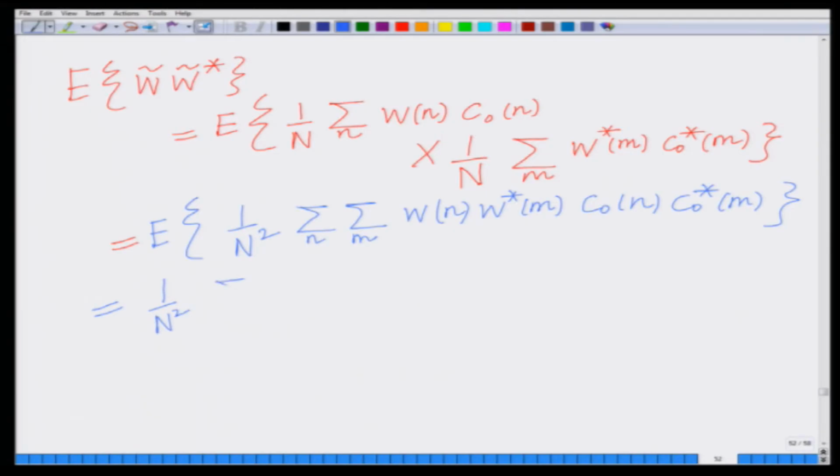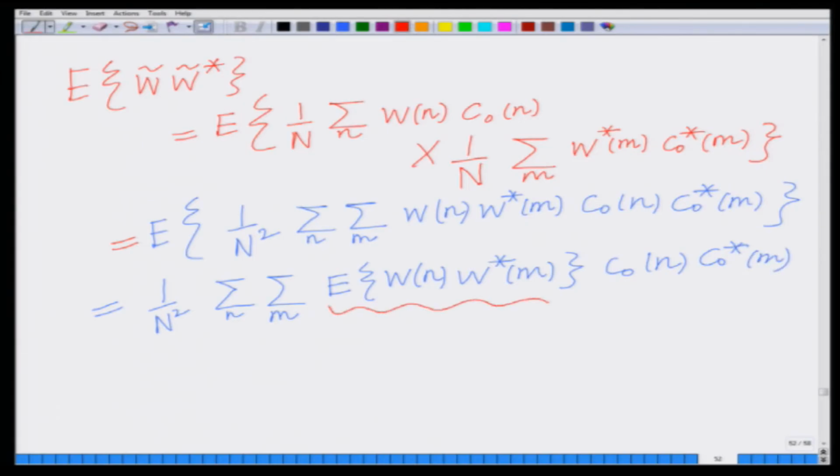Now, taking the expected value inside the summation over n, m, expected value of W[n] W conjugate[m] C0[n] C0 conjugate[m]. Now, we know that the noise samples W[n] and W[m] are independent. Therefore, we have already said that expected value of W[n] times W[m] conjugate is equal to 0 if n is not equal to m. Therefore, only those terms in this summation will survive where n is equal to m.